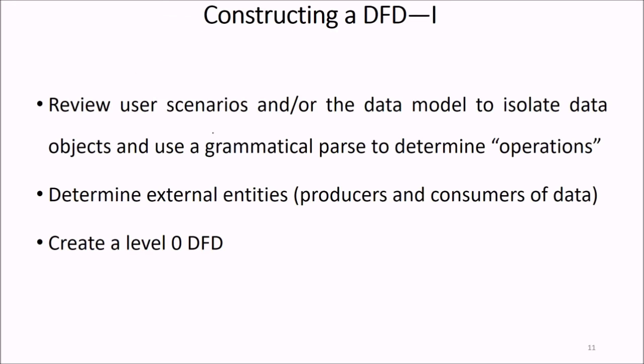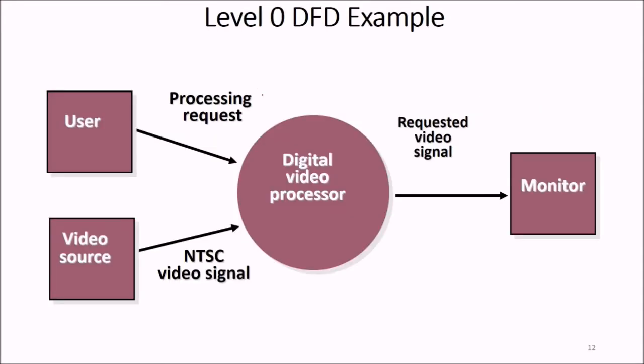And we review user scenarios or the data models to isolate data objects, and we use grammatical parsing like verbs and nouns. So verbs determine the operation. And we determine external entities, for example, producers or consumers of data. Then we create a level 0 DFD. So this is just a level 0 DFD for a certain example we take.